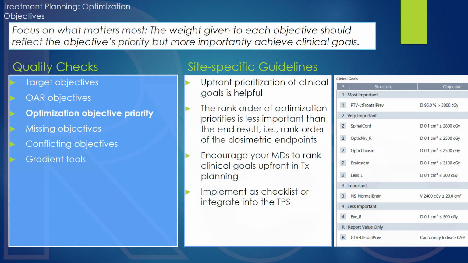This information should be shared upfront in treatment planning. The rank order of the optimization priorities, that is the weight that you put on the optimization objectives, is important, but it is less important than the end result. That is how these clinical goals are achieved. And encourage your MDs to rank these clinical goals so that this information can be formulated as a checklist on a document or even integrated into the treatment planning system.